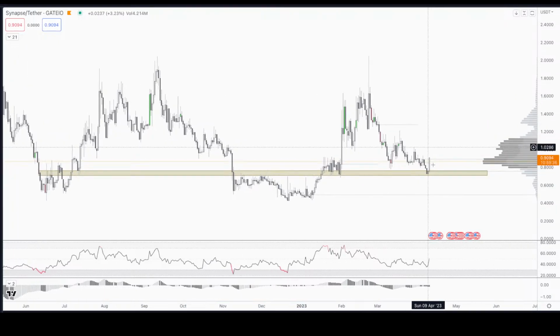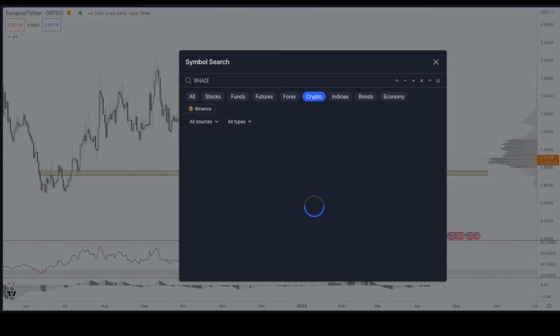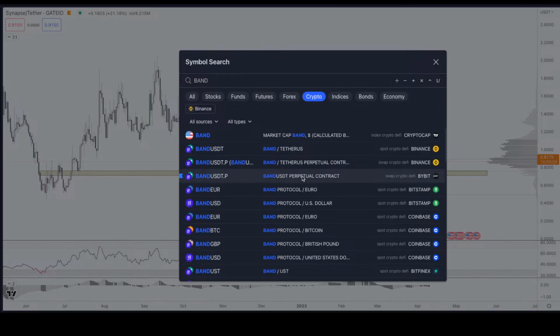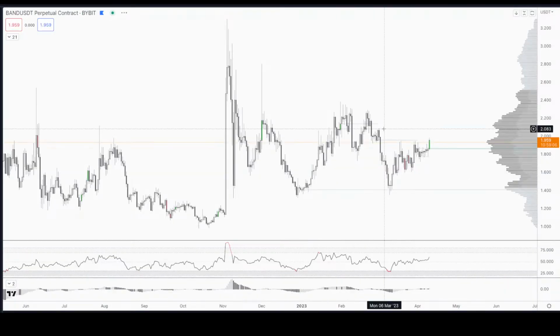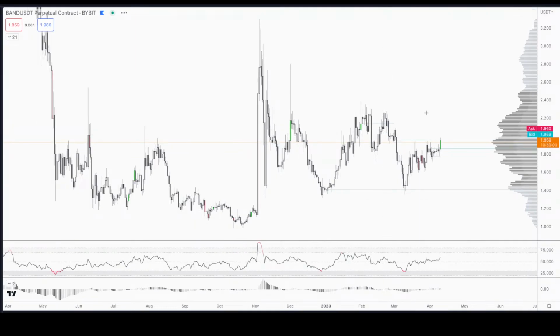Yeah, good bounce. If it can manage to get itself out from here, then I'll say it will attack at least these guys towards there. Band. Well, is Band still a thing? Last time I checked Band was 2020, I think. Yeah, looks good, looks good.